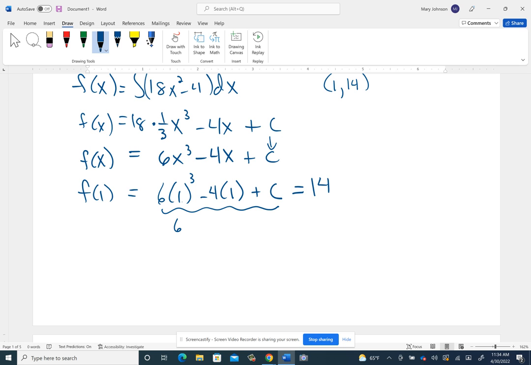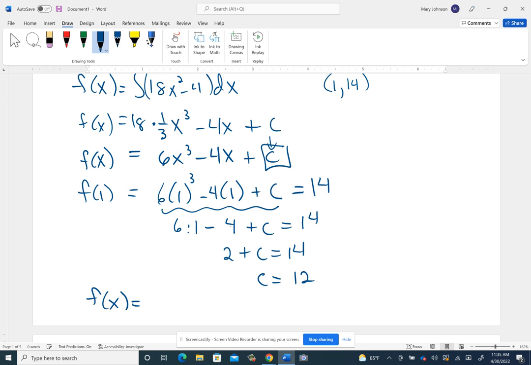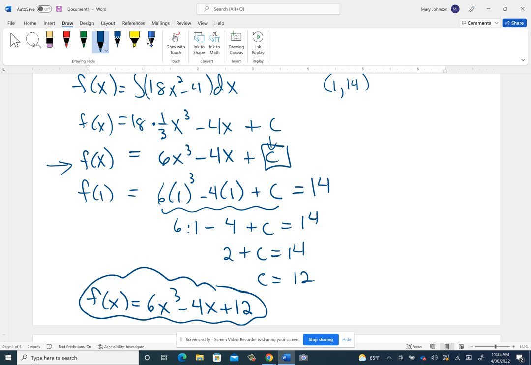1 to the third should be 1. Then 4 times 1 would be 4. So I have 6 minus 4, which is 2. So I know C has to be 12. Okay. So then I go back, and right here where the C was, I know the particular solution. The particular one of these curves that I want is 6x to the third minus 4x plus 12. And that would be the final answer on that. Okay.